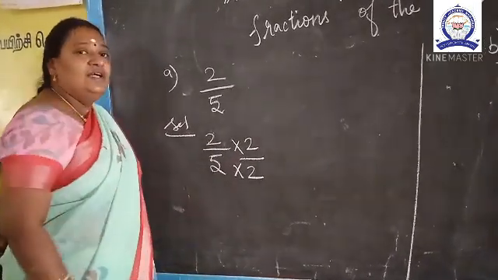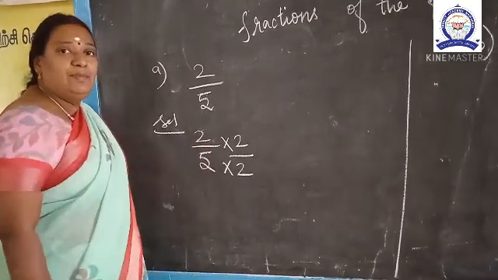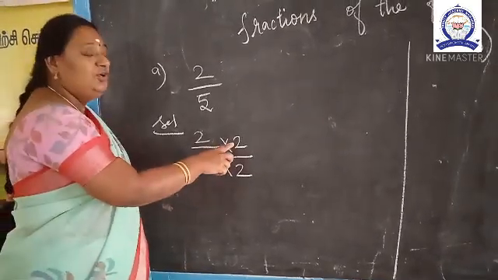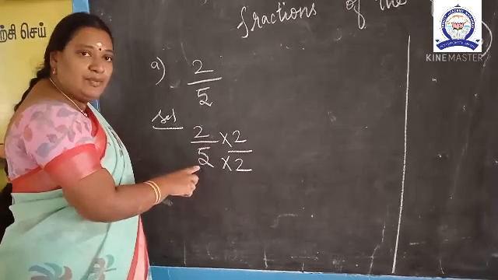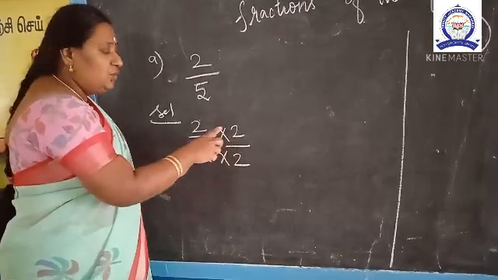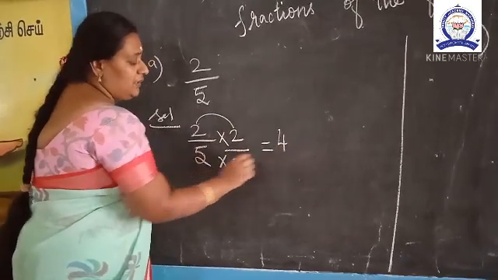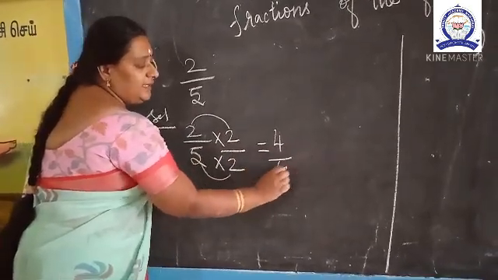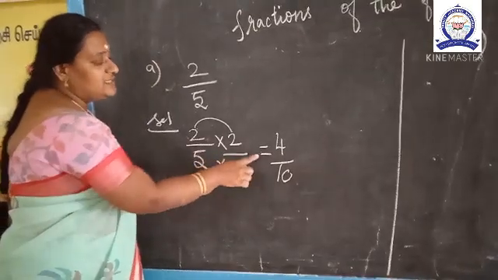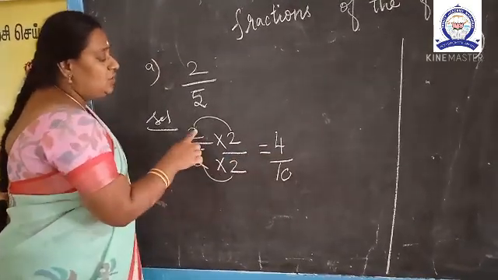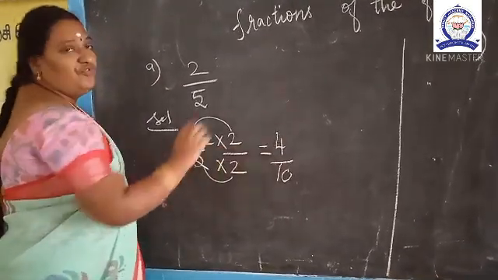So 2 by 5 is a small number, so we are multiplying by 2. If we multiply by 1 we get the same number, so go with 2. Now you multiply. 2 2s are 4. 5 2s are 10. So 2 by 5 is equal to 4 by 10.